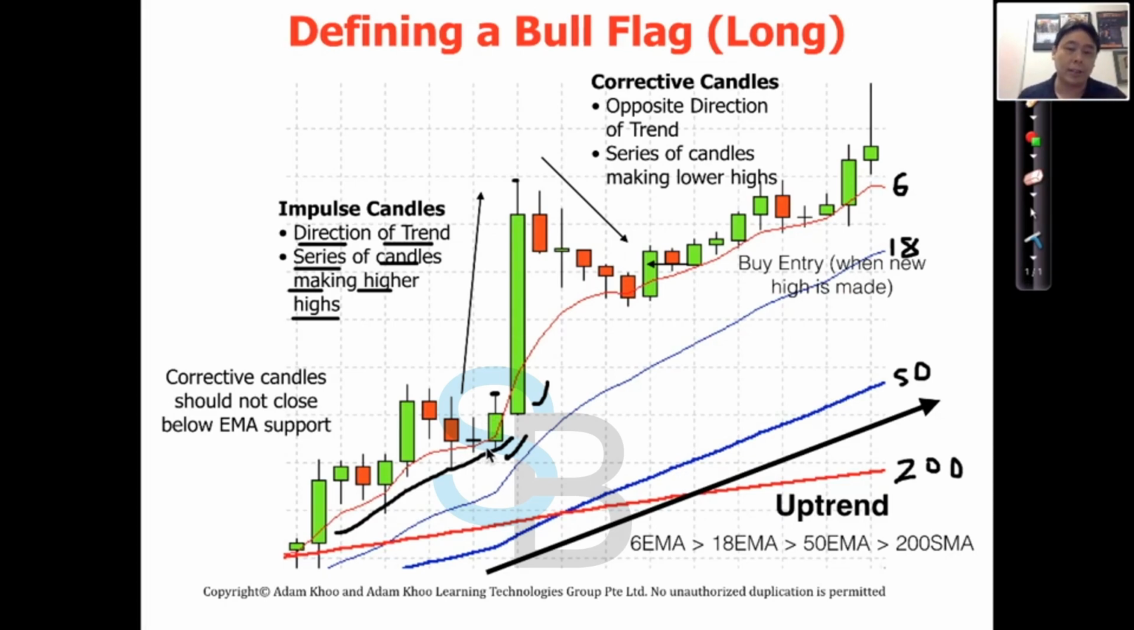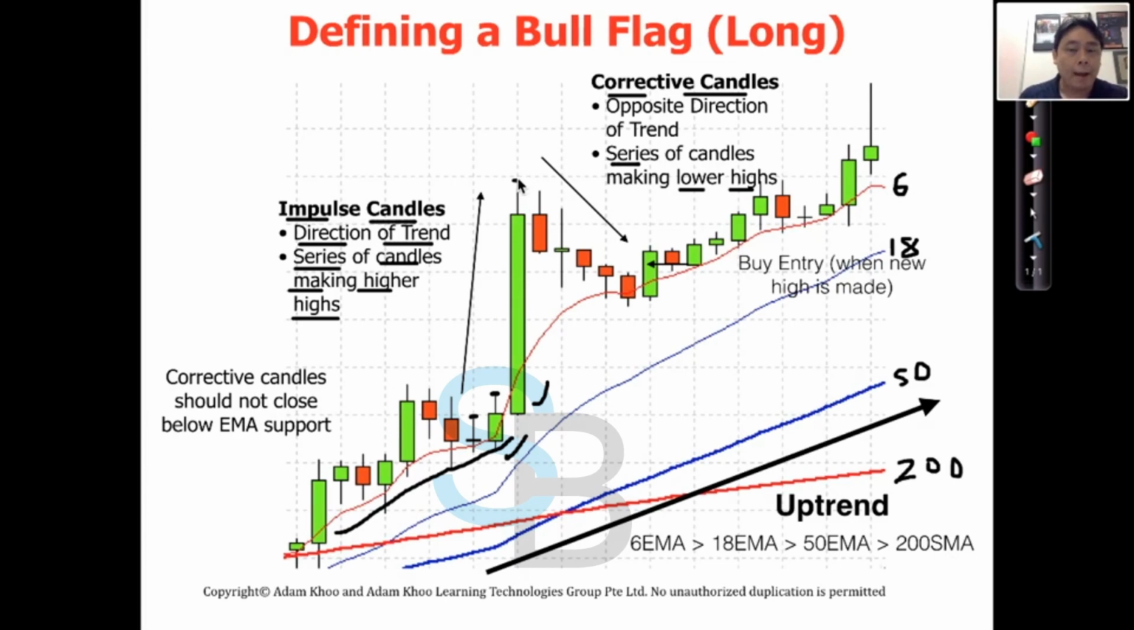Okay, so in this case, you can see this impulsive wave going up, and then you've got the corrective candles. And again, the corrective candles are now making a series of lower highs. So from this high to this high, there's higher high, higher high. So impulsive candles. That's your flagpole.